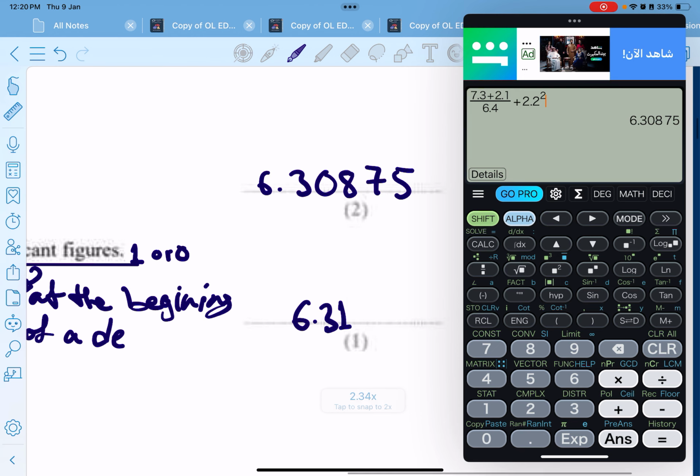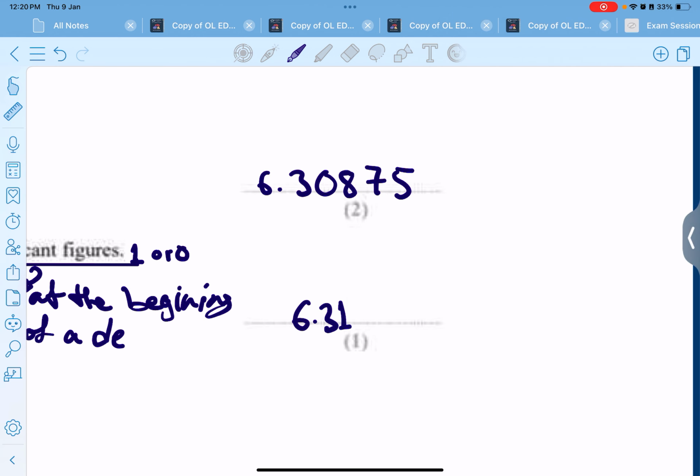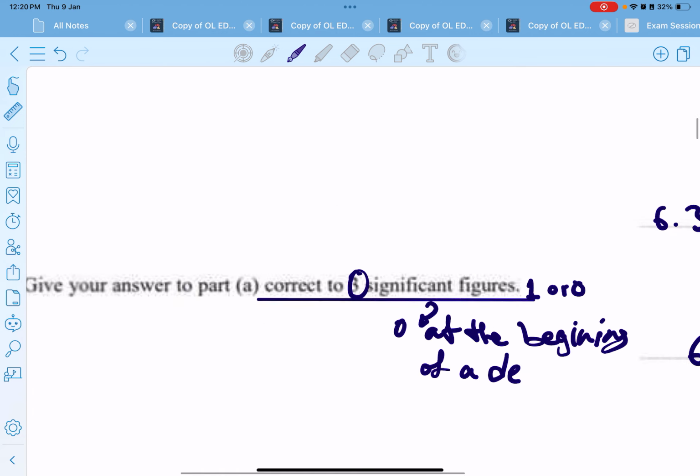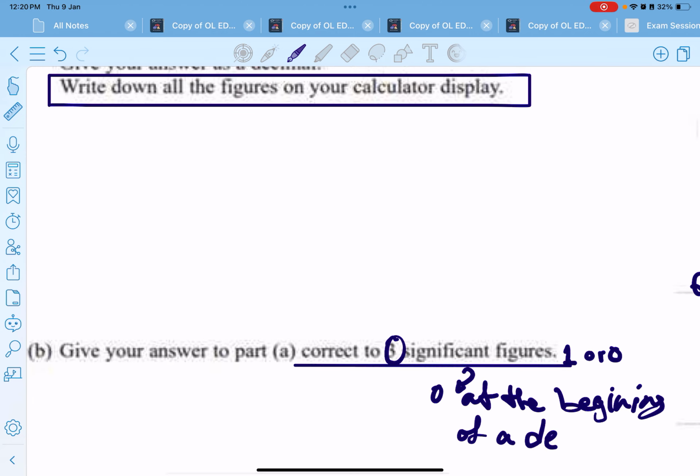And that's it. Easy 3 marks you can get, and they're totally in your hands and can be solved easily by any type of student.